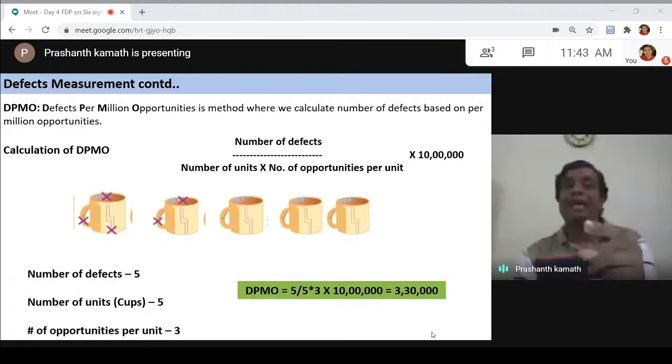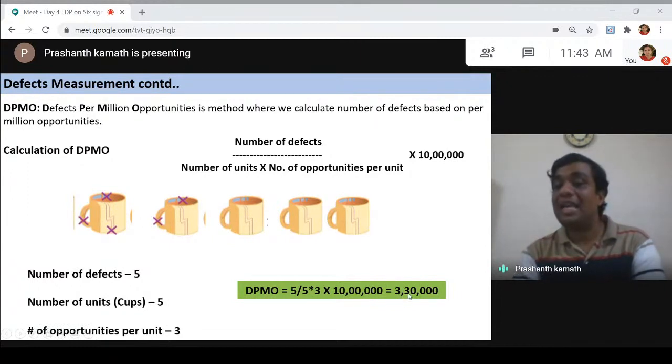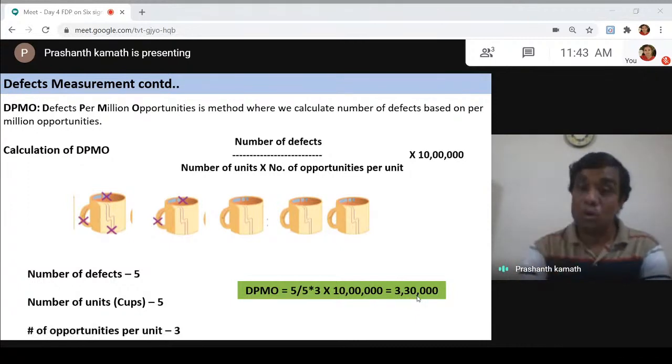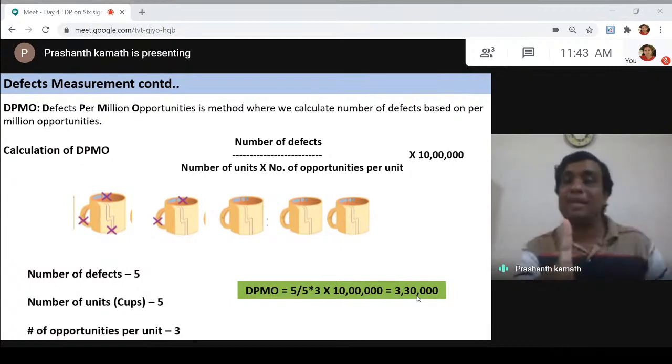Let's say you're running a factory making cups. Your management has said DPMO should never be more than 1 lakh. For the 5 cups that you made today, you got 5 defects, because of which your DPMO is 3,30,000, which means 2,30,000 more than the goal given by the management. Your management said 1 lakh or below, nothing more than 1 lakh.